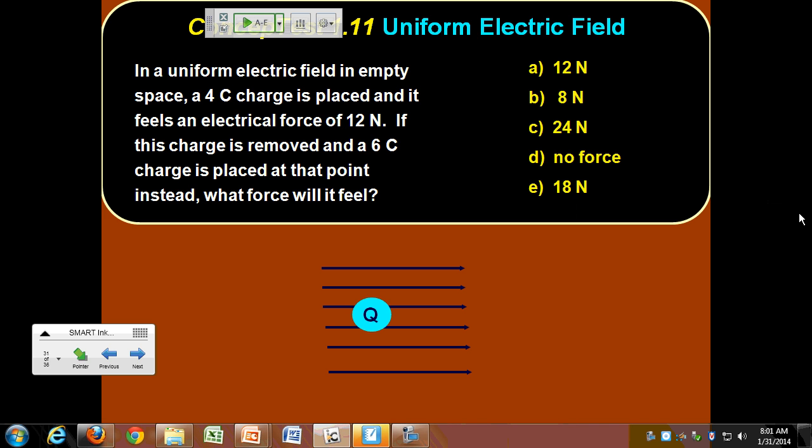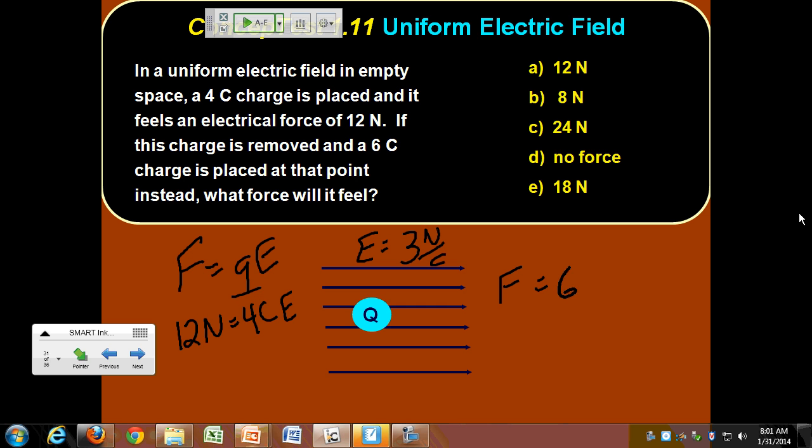Right. This is just a simple calculation. You first have to find the electric field. I know that F equals QE. And for 12 newtons on a 4 coulomb charge, the electric field must be 3 newtons per coulomb. And then, if I put in a 6 coulomb charge at 3 newtons per coulomb, that gives me 18 newtons. Remember, this is our definition of the electric field. That's how we define the electric field.